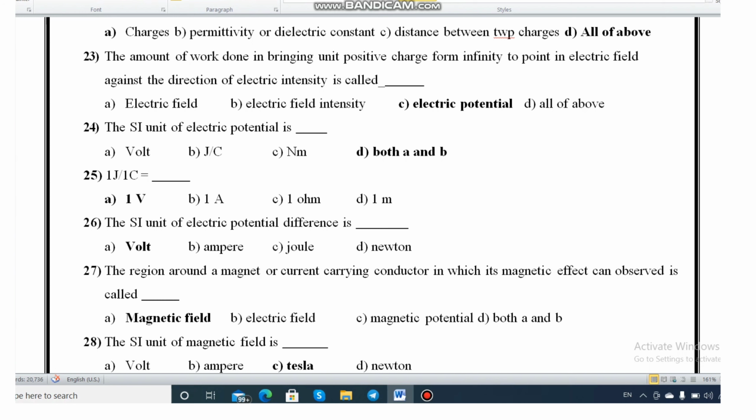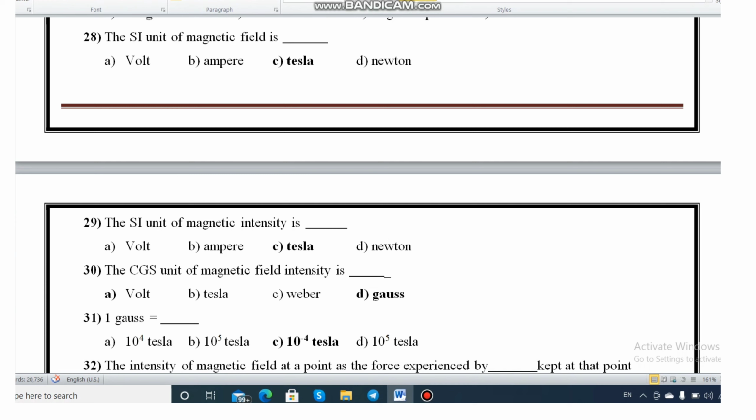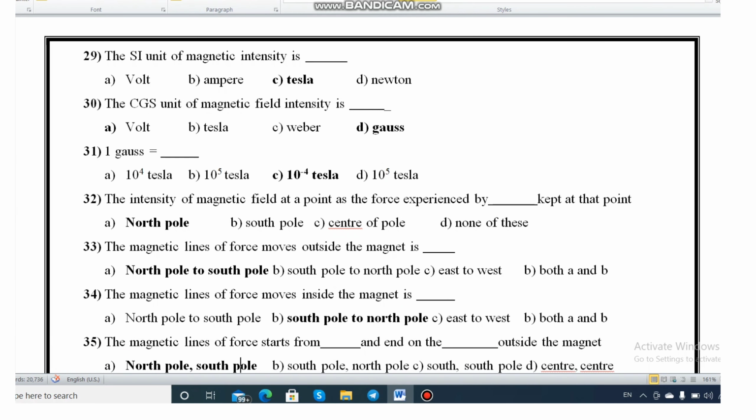The region around a magnet or current carrying conductor in which its magnetic effect can be observed is called magnetic field. Question number 28. The SI unit of magnetic field is Tesla. The SI unit of magnetic intensity is Tesla. The CGS unit of magnetic field intensity is Gauss. 1 Gauss is equal to 10 raised to minus 4 Tesla. The intensity of magnetic field at a point is the force experienced by North Pole kept at that point.